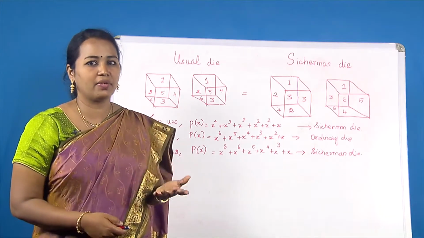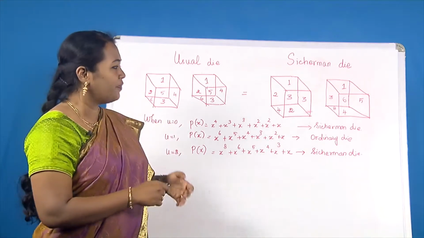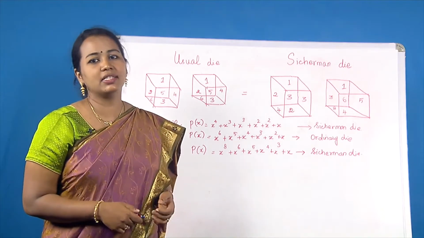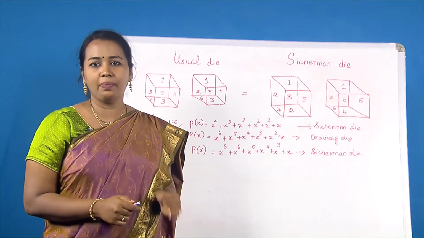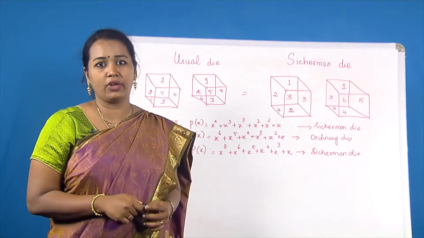So, we started with a weird die. We thought that it would not yield the Sicherman dice, but we are getting only the Sicherman dice possibilities. Therefore, this proves that the Sicherman dice do give the same probabilities as ordinary dice and that they are the only other pair of dice that have this property.